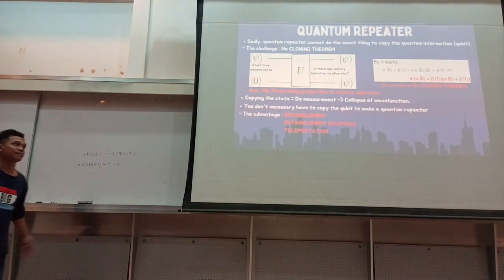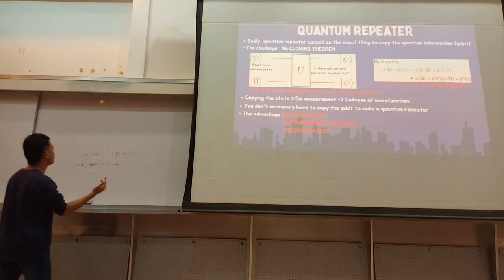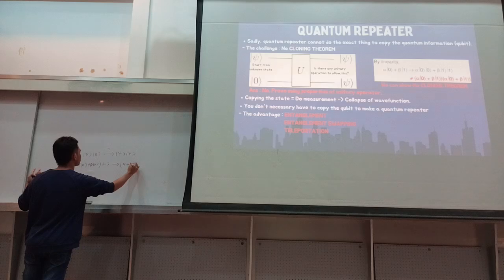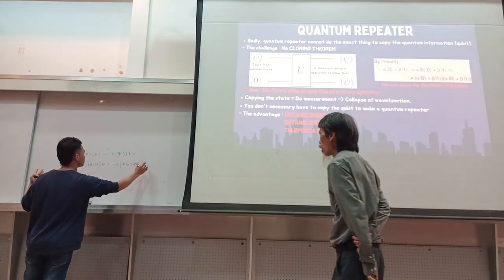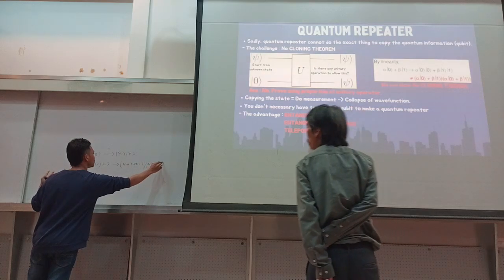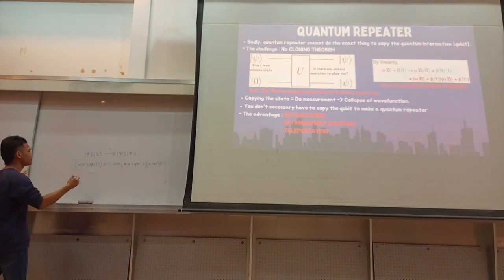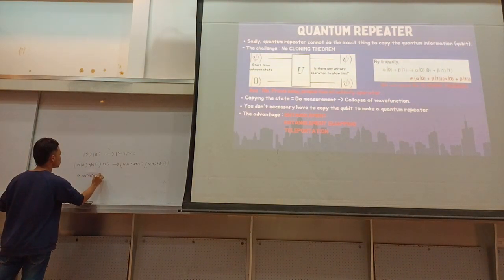For example, can a Hadamard gate do this, or can a combination of Hadamard gate and CNOT gate do this? So let's see if we can do this or not. Of course I'm going to take this alpha 0 plus beta 1, sorry, and let's see if we can copy the quantum state. So this is alpha 0, 0 of course plus beta 1, 0.